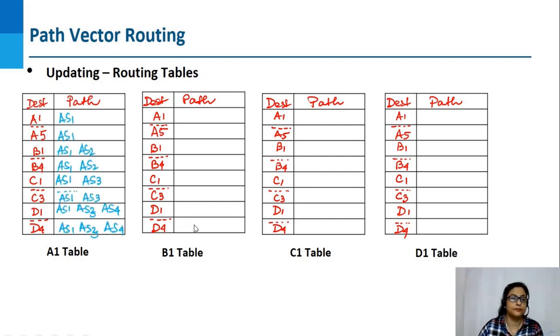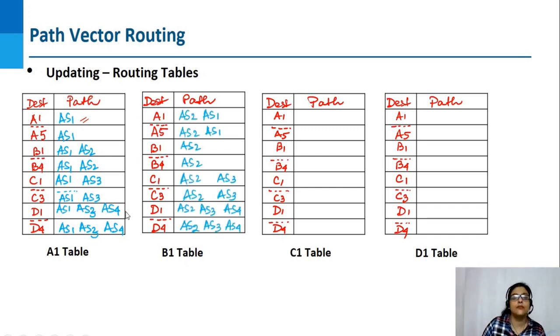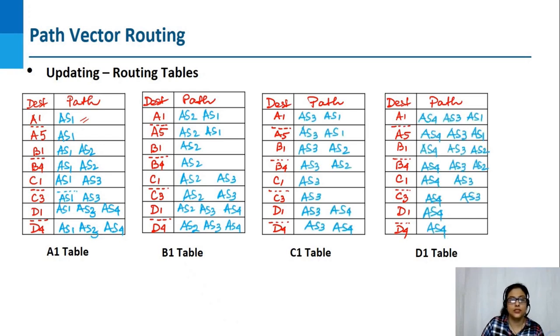So what should be the path? In order to go to A1, it has to take the autonomous system AS1 and till A5. Now in order to go to B1 to B4, it has to take the path AS1 and then AS2. In order to go to C3 and C1 and C2, it has to take the path AS1 and AS3. And for D1 to D4, it has to take 3 paths, so AS1, AS3 and AS4. Similarly, we can fill up the routing tables of B1, C1 and D1.